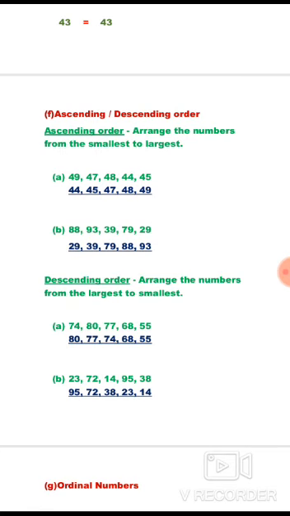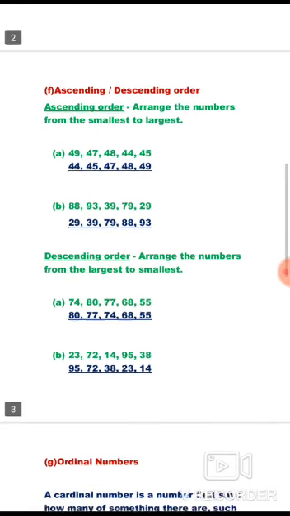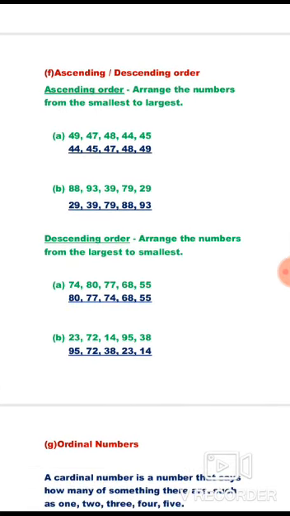Now ordinal numbers. To know this, we have to discuss one more kind of number, that is cardinal number. Cardinal number is the counting number that you already know. So let us go through the definition. A cardinal number is a number that says how many of something there are, such as 1, 2, 3, 4, 5.